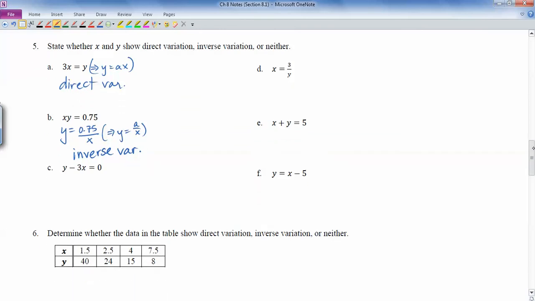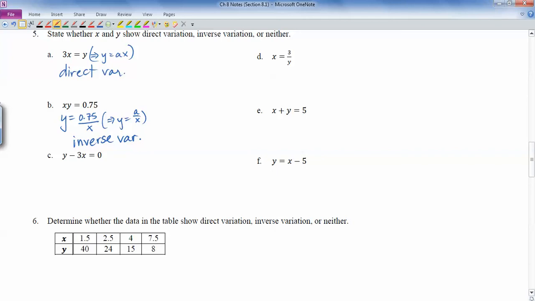So, okay. In C, we've got y minus 3x equals 0. Well, we'll solve for y, and we get y equals 3x. That's actually the same thing as part A. It's in y equals ax form. So that's going to be direct variation.